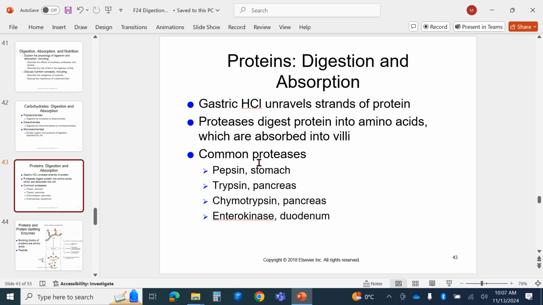Protein digestion and absorption, here you're talking about hydrochloric acid. You remember, in the presence of hydrochloric acid, inactive pepsinogen gets changed to pepsin. Okay, common proteases: there's pepsin in the stomach, trypsin in the pancreas, chymotrypsin in the pancreas as well, enterokinase. I like this one right here.